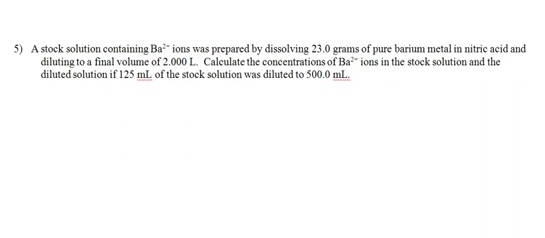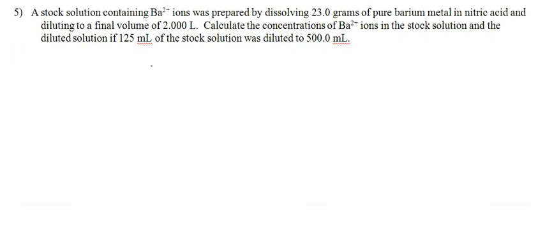Okay, this is the big kahuna right here. Number 5 says a stock solution containing barium ions was prepared by dissolving 23 grams of pure barium metal in nitric acid and diluting to a final volume of 2 liters. Calculate the concentration of the barium ions in the stock solution and the dilute solution if 125 milliliters of the stock solution was diluted to 500 mL.